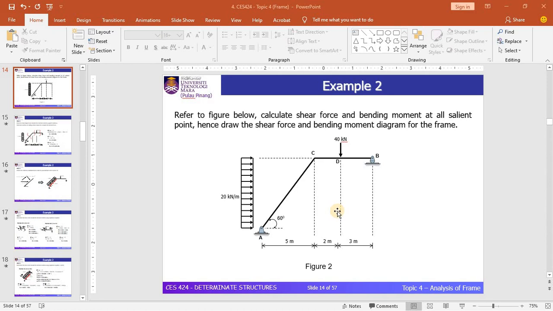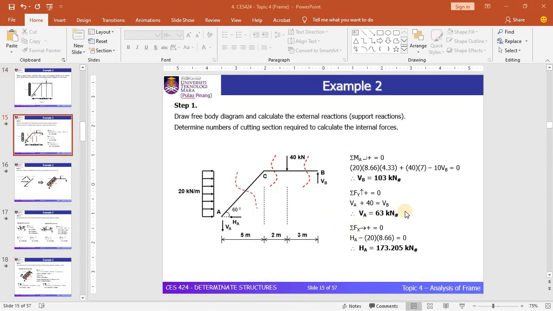As usual, you need to calculate the reactions at the supports by considering the three equilibrium equations. By looking at the frame structure, you can see that we should have three cut sections. Two are at member CB, where you can see that before the point load of 40 kilonewton and after the point load of 40 kilonewton, you need to have cut sections. And one cut section along AC.